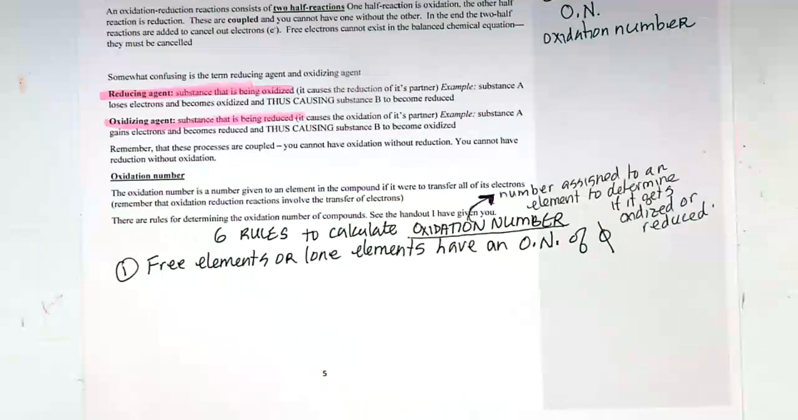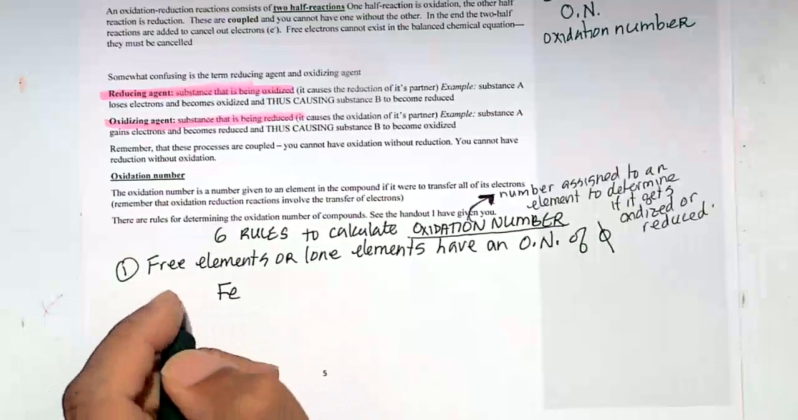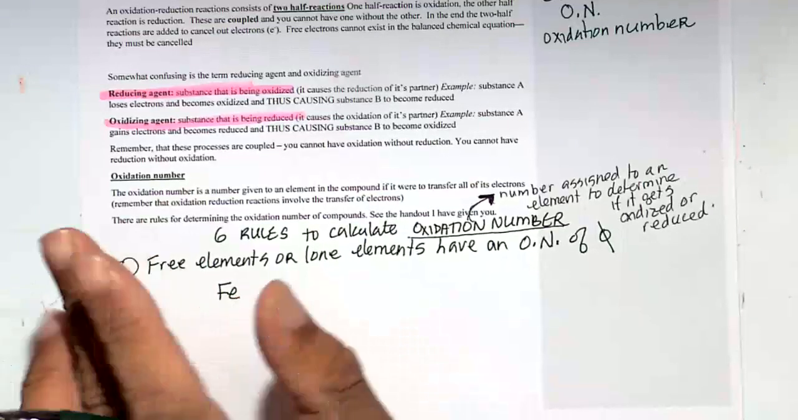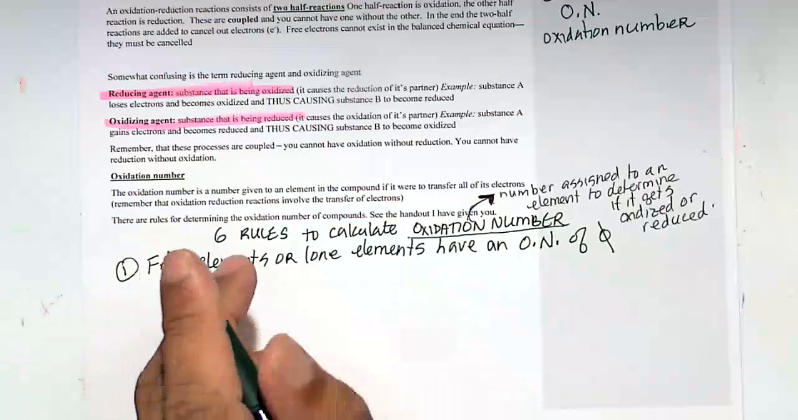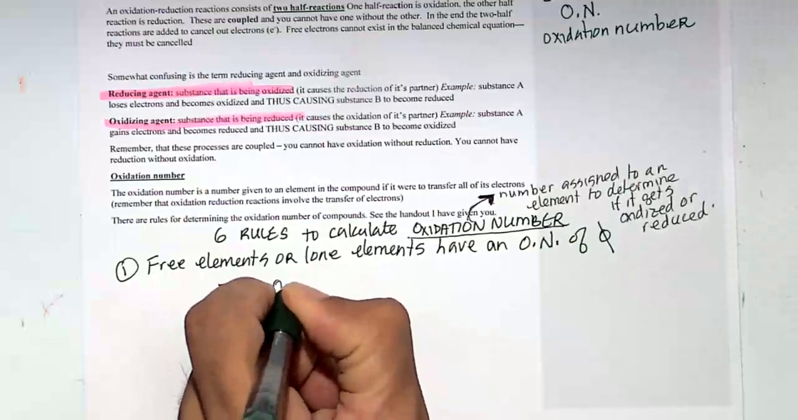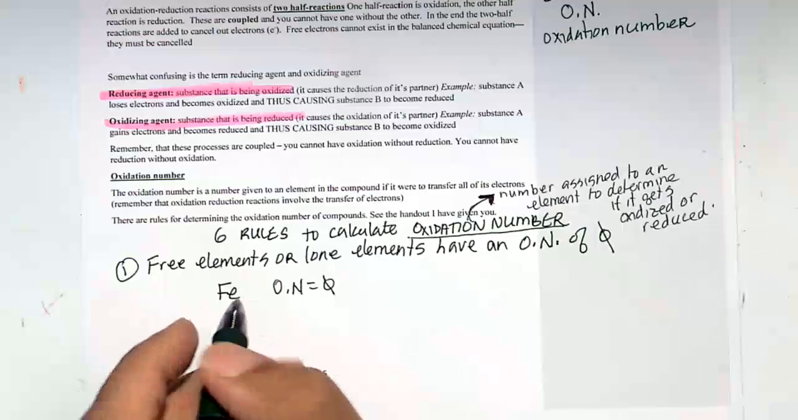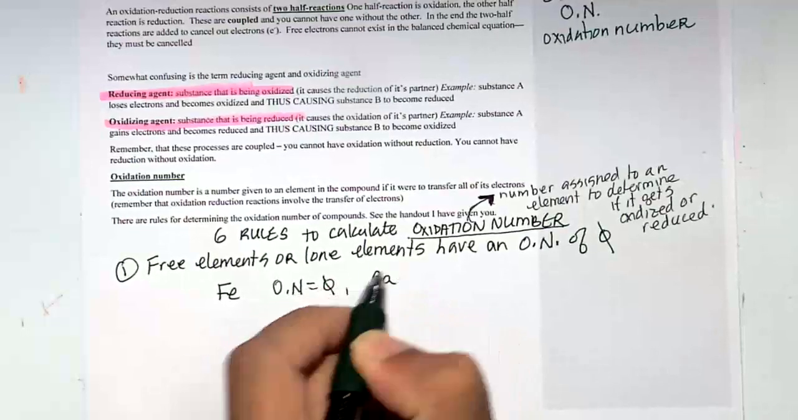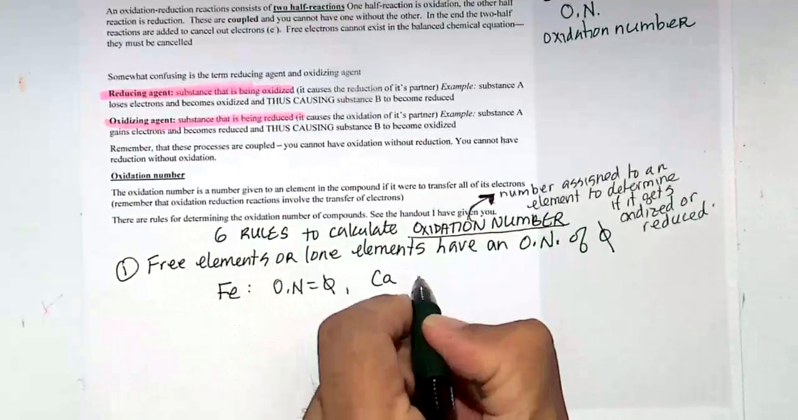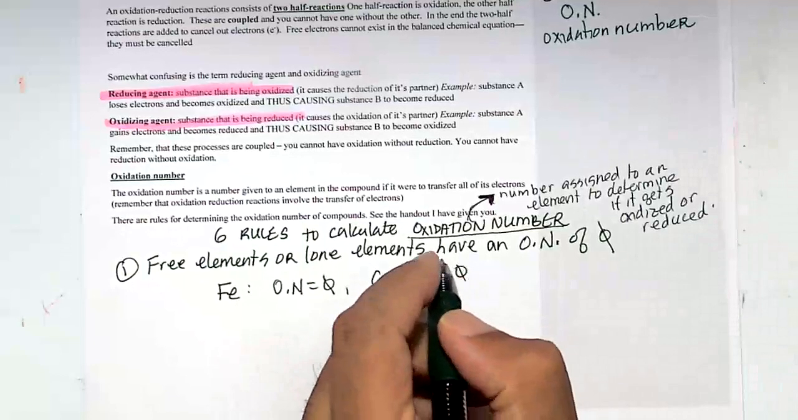So what does that mean? What's the oxidation number of iron? Not iron plus 2, just plain old iron. It will be 0. You see it by itself, it's 0. What about calcium? 0. It's not bound to anything, so it's 0.